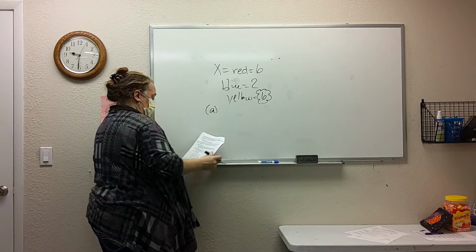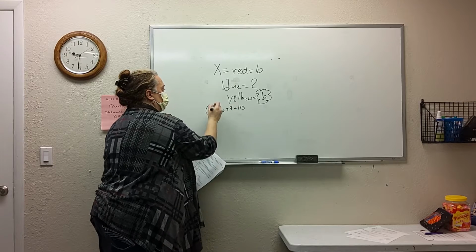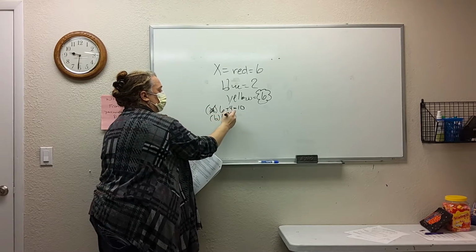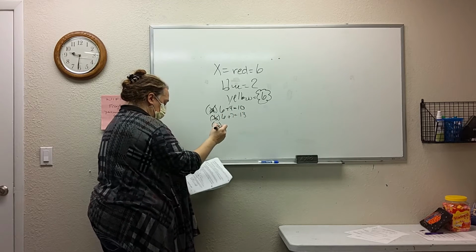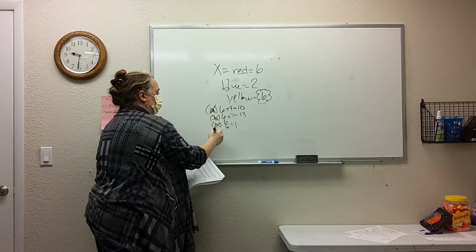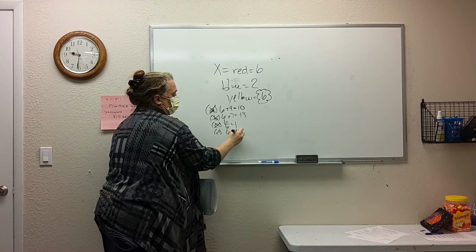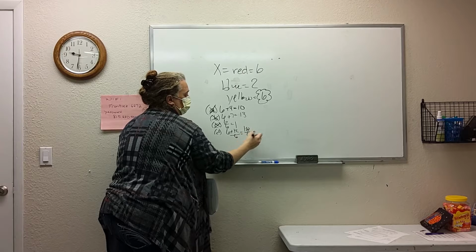So again, back to my answers. A, x plus 4. Well, I'm pretty sure 6 plus 4 is not 6, that's 10. B, x plus 7. 6 plus 7 is not 6. C, x over 6. 6 over 6 is 1. D, x plus 12 over 6. 6 plus 12 over 6. That's, what, 18? You can use your calculator on this too if you need to, but 18 over 6 is 3.